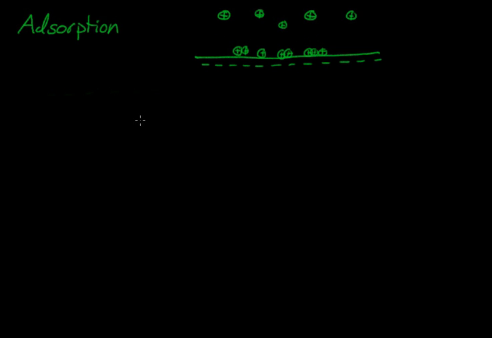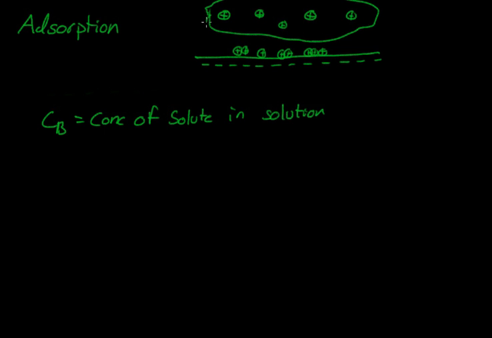So first, before we can put this into the equations, we need to define some variables. We're going to say Cb is equal to the concentration of solute in solution. So Cb is these atoms. That's all it is. Cb is just those atoms that are still floating around and that are not on the surface.